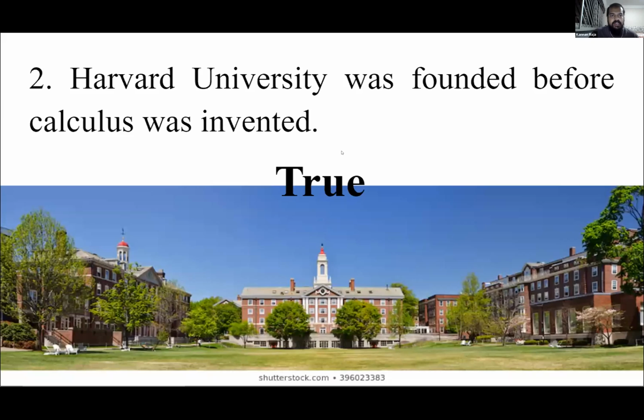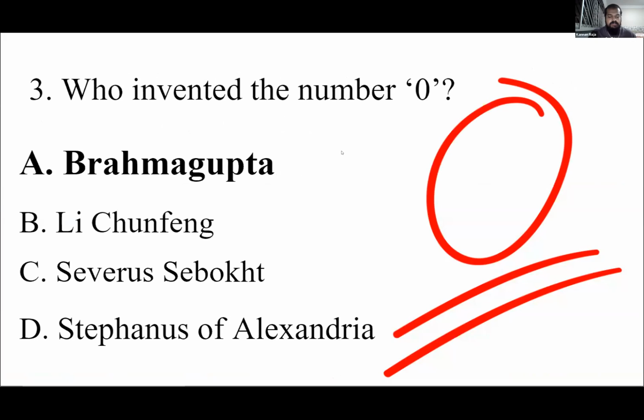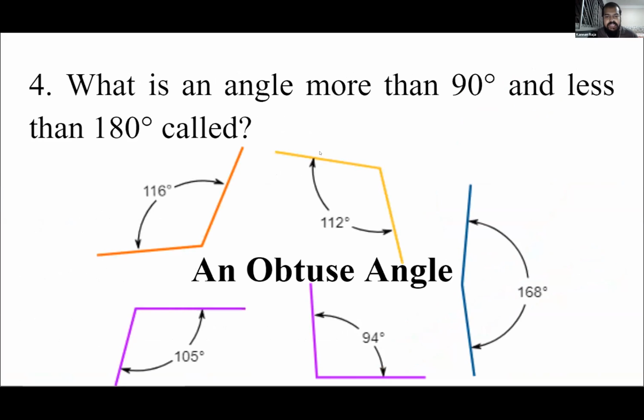And zero was invented by Brahmagupta. He was a mathematician from India. The rest of the people on the list are also mathematicians from the 7th century. If you have an angle that is more than 90 degrees and less than 180, it's called an obtuse angle. If you're under 90 degrees, it is an acute angle.